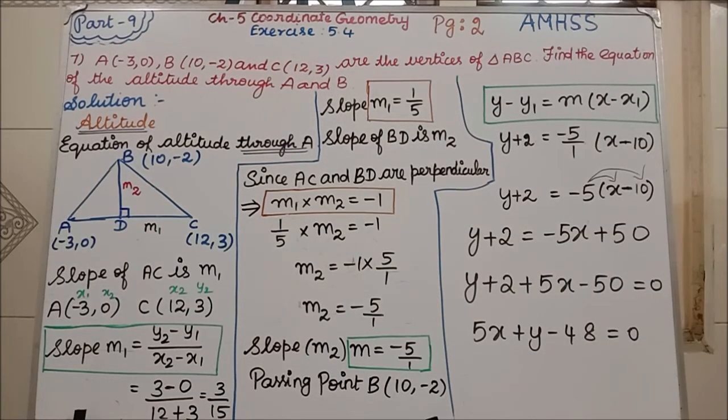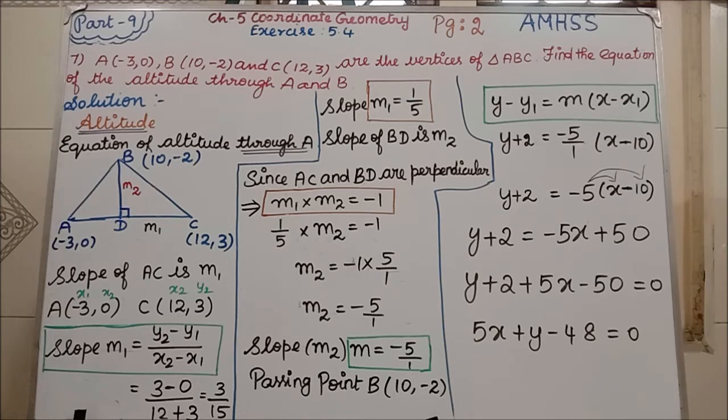This is your altitude through B, page number 2. Clear? I have drawn the altitude through the B vertex. Before, in page number 1, we had A here. Now I have drawn B here, A here, C here. Clear the difference between page number 1 and page number 2? In page number 1 we drew the altitude through the vertex A. But now we are drawing the altitude through the vertex B. But the procedure, steps, everything is the same.